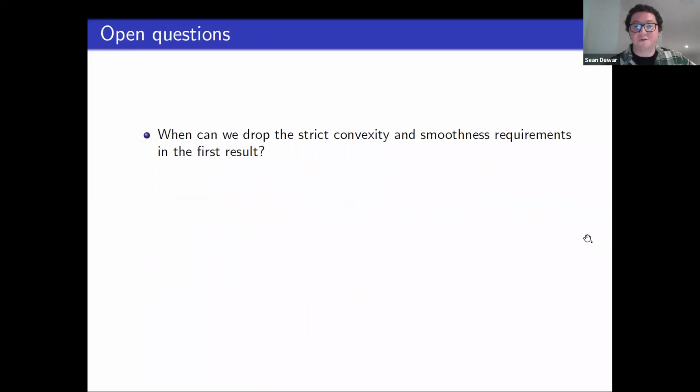So there's a few open questions on this. My first result required strict convexity and smoothness. Are these required? Well, the result works for strict convexity and smoothness. That is in some sense needed for some of the technical lemmas, but it doesn't necessarily mean it's needed for the result. Some technical lemmas require you to build a manifold, and you want this manifold to be differentiable. To have this, you need strict convexity and smoothness. But that's not the only way you could go about proving the result.